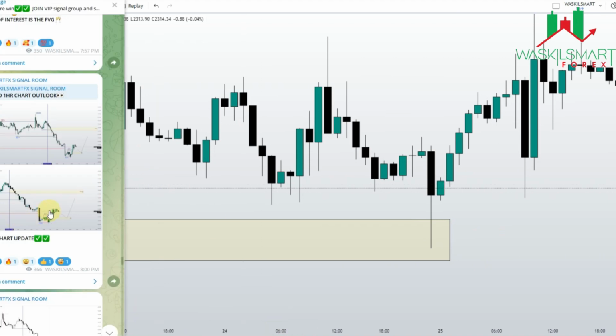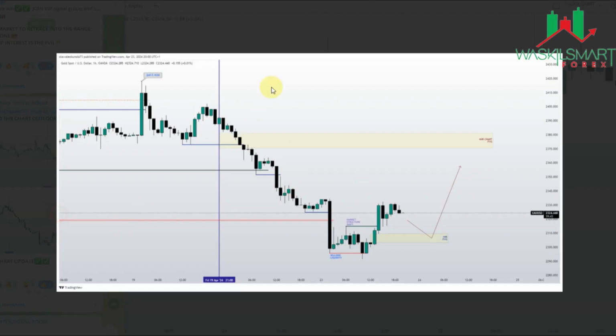So you can see it here. Let me show you on my Telegram channel. You can see the old chart. This is the chart here. I was looking at the 1 hour fair value gap. I was pointing it out for people to look that oh, market is going to react. The market is going to be a buyer inside this fair value gap.